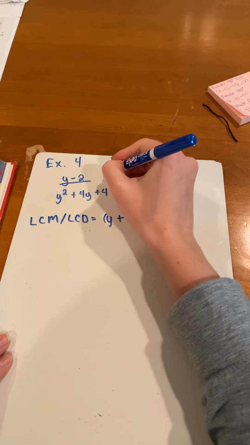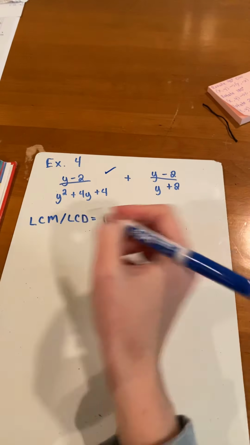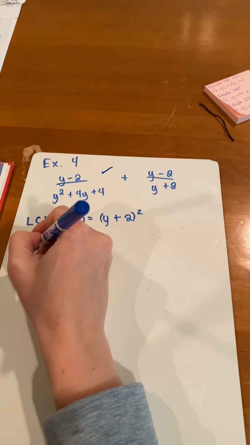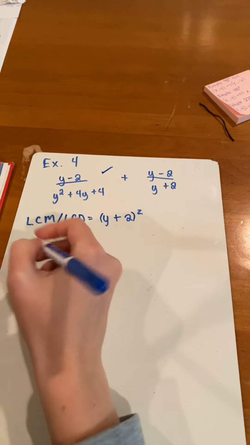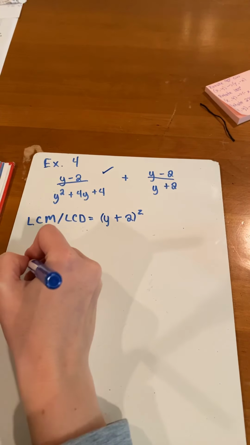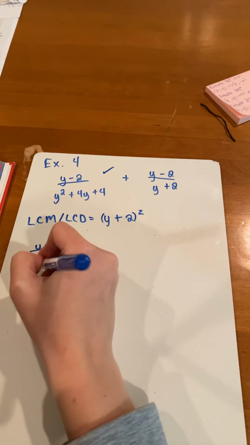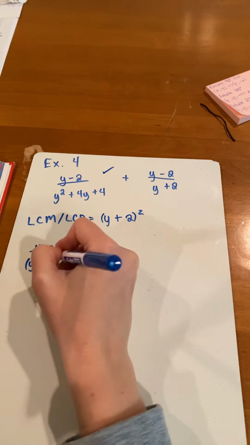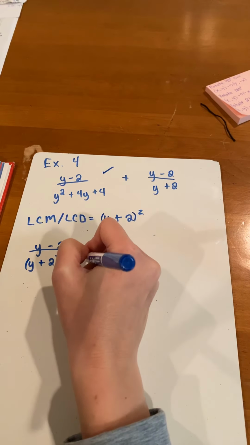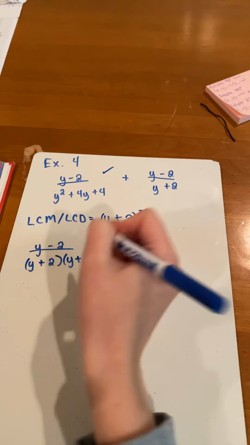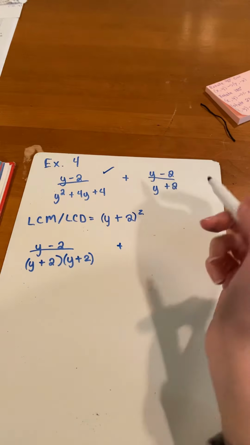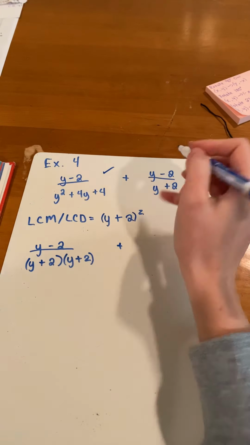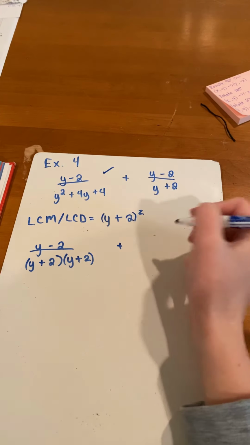And again, luckily, this one is already y plus 2 squared. So I'm going to rewrite. I have y minus 2, and then if I factor the denominator, I get y plus 2 squared. I get y plus 2 times y plus 2. And now my goal is going to be to get my second polynomial to have a denominator of y plus 2 squared, or y plus 2, y plus 2.